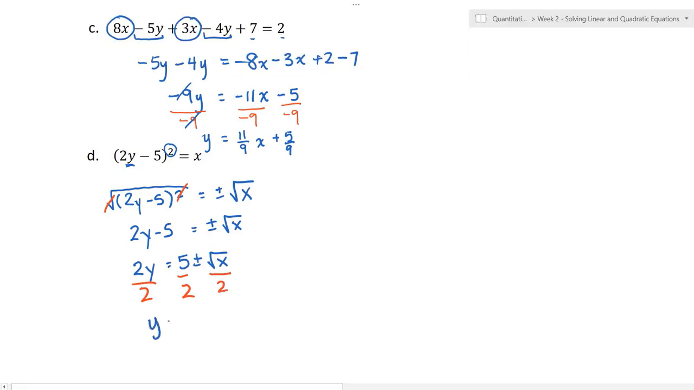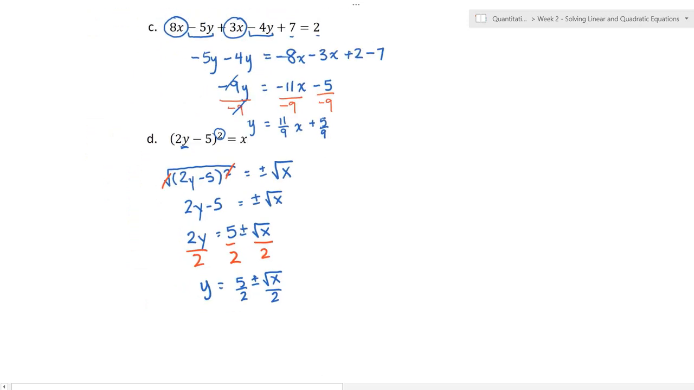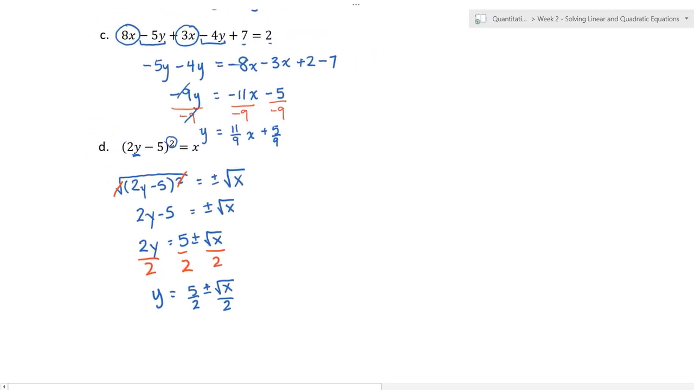And I'm left with y equals 5 over 2 plus or minus root x over 2. And that's it. Okay, so I've isolated for my variable y. All right, so let's move on to the next page.